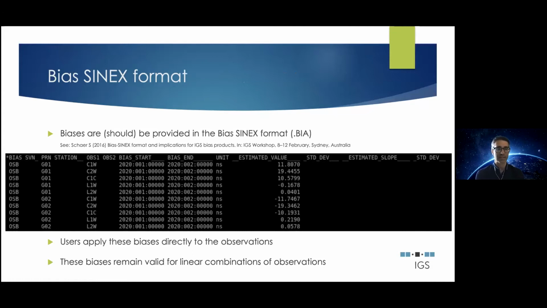So as you can see in this example, we have for each satellite a bias for each observable type. So it's very simple for users. They only need to apply these biases directly to their observations. And the nice thing about them is that they remain valid whether you're processing uncombined or linear combinations of observations. So whatever your processing strategy is, you should be able to do PPP-AR with these biases.